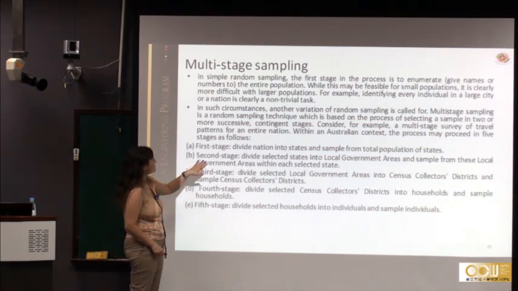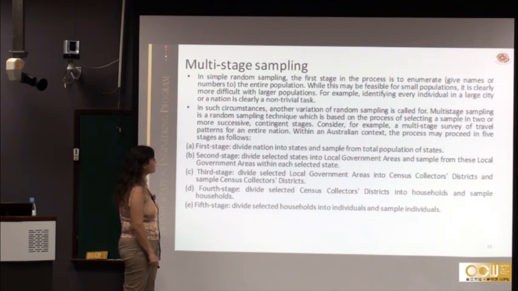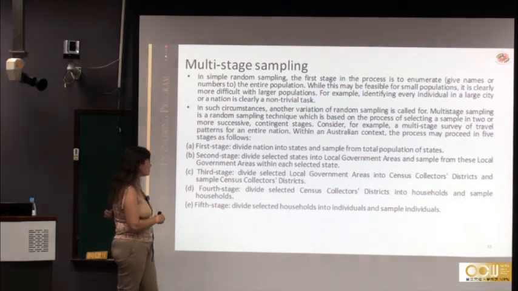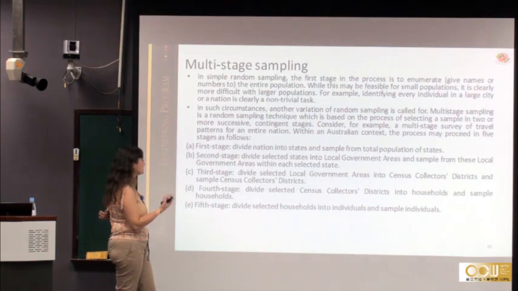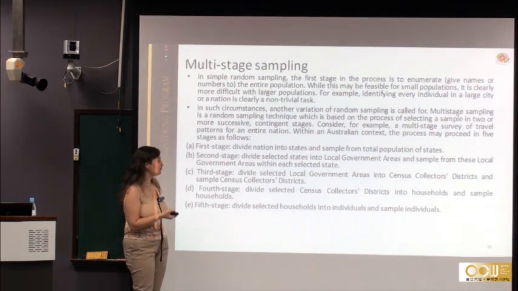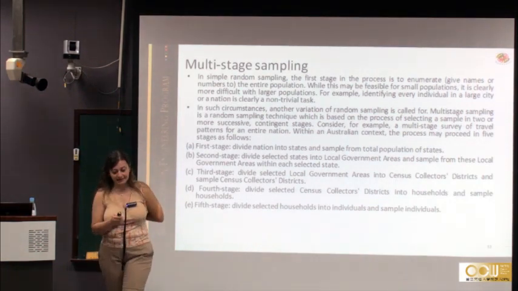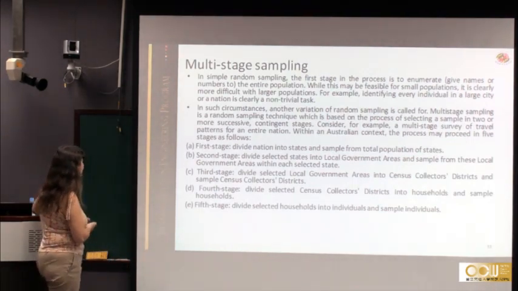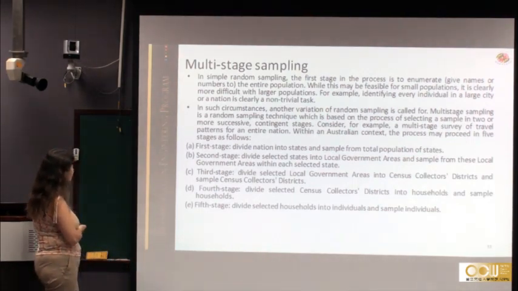Then they divide the states into local governments and sample from these local governments. Then they divide the local governments into census collector districts and sample census collector districts. Then they divide the census collector districts into households and sample households. And then at the end they select households and divide them into individuals and sample individuals. And I think that's the way we do the National Household Travel Survey. We follow this multi-stage sampling procedure.